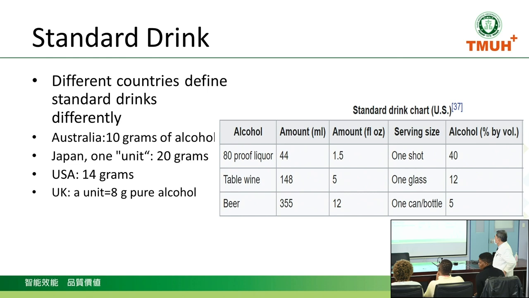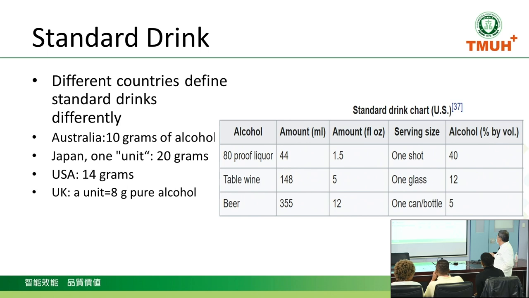Table wine, alcohol 12%. Actually, not 12, might be 12 to 13.5. Table wine, red wine. 80% proof liquor, 44 ml. 44 ml means one standard drink. So if you drink spirits, it is 44 ml.